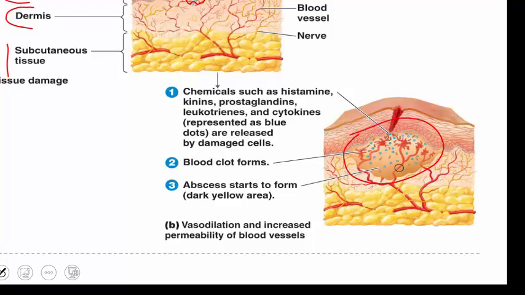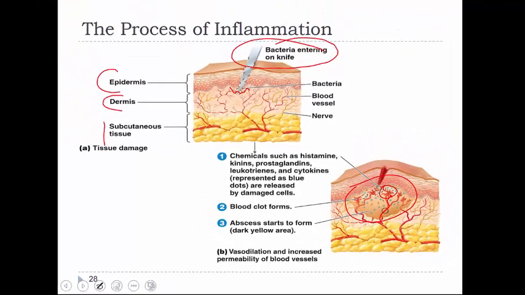By releasing them there, they're going to call in the reinforcements, and they're released by the damaged cells. We end up with a blood clot and an abscess. Vasodilation is going to allow the traveling of other molecules to get to this area, traveling of cells and other response units.